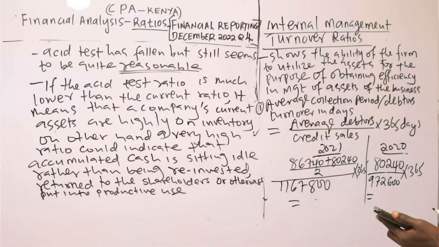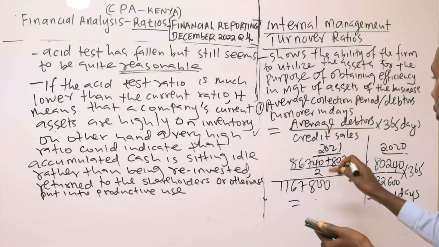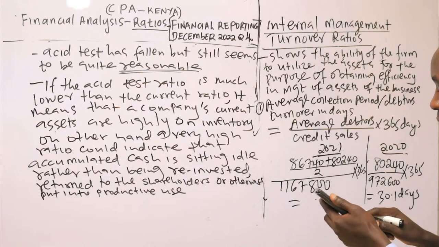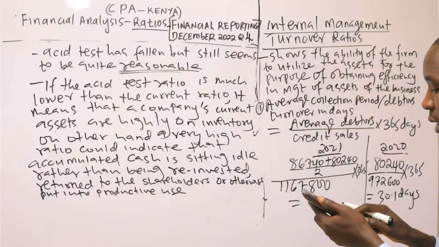So 80,040 divided by 972,600 times 365. So I get 30.1 days.